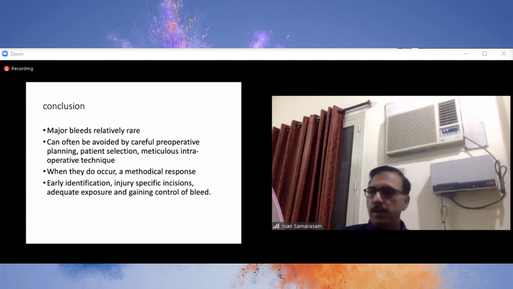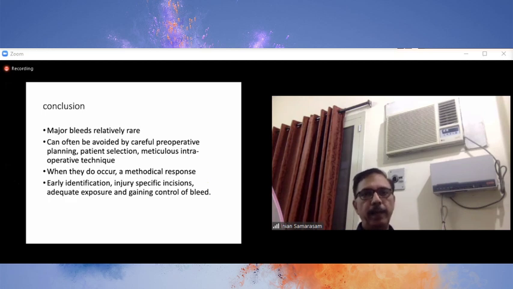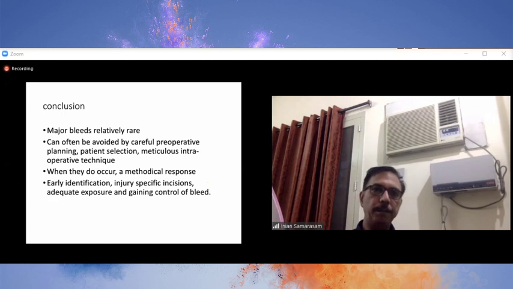So to conclude the bleeding part, major bleeds are relatively rare, thankfully. They can be avoided by careful preoperative planning, and patient selection is crucial with meticulous operative technique. And when they do occur, you need to have a methodical response so you don't panic. You need to have some sort of a backup plan in your mind right when you start, particularly when you're starting a difficult case. Keep things ready. If you're doing it thoracoscopically, keep an open set ready in the operating theater, and don't hesitate to call for help if necessary.